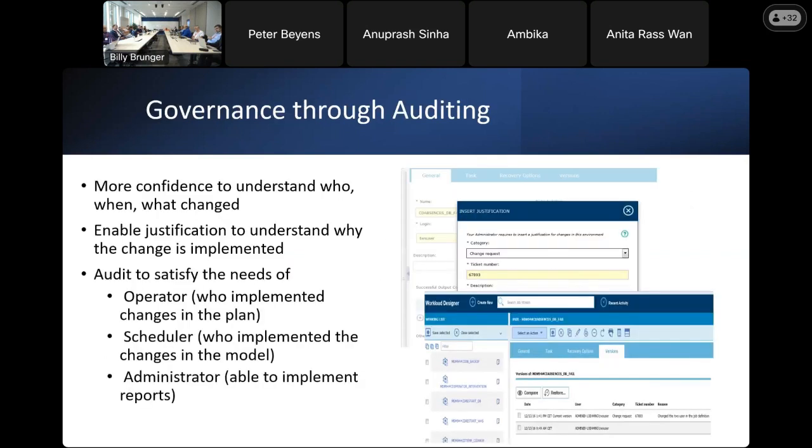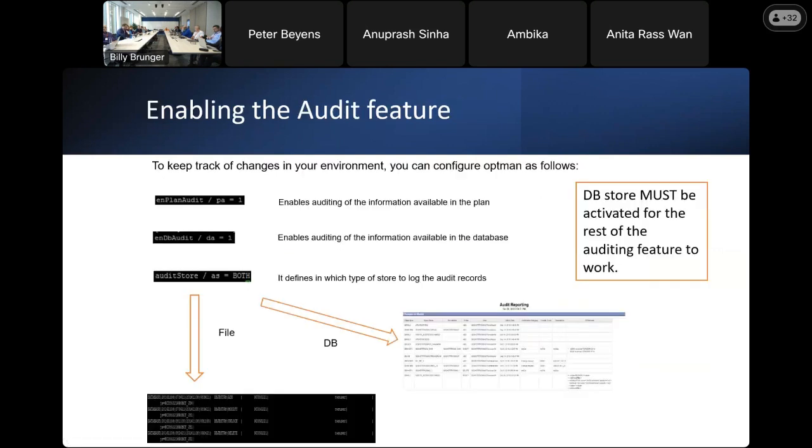So governance through auditing. You are able to set up your auditing. You can understand who and what and why it changed. There are justifications that you can put in. This will help the operator to understand what changes went in, the scheduler who implemented the changes in the model, and the administrator. I know these screen caps are sometimes hard to read, but it's meant to show you how you can insert the justifications. I think there's actually a better screen for it coming up at the end, so let me wait till then.